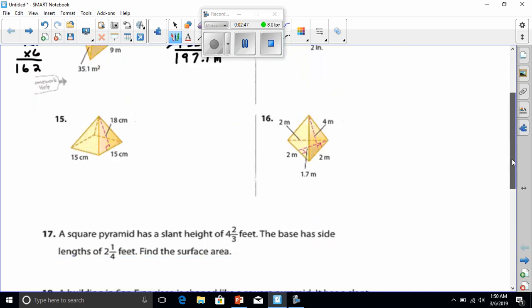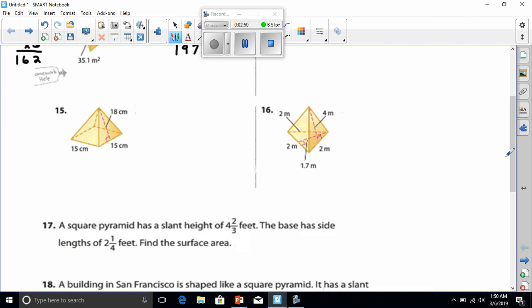Let's go to number 15 now. And before we go any further, let's just go ahead and get the code word out of the way.